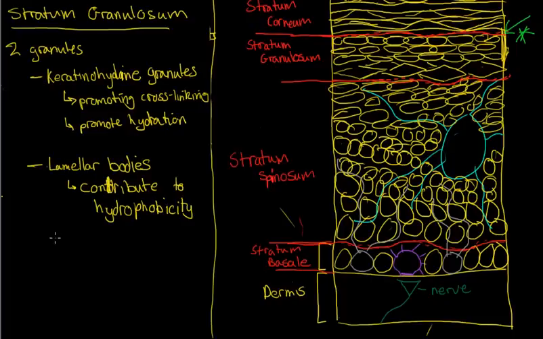Last note here is that cells lose their nuclei and organelles. And you can imagine if they lose their nuclei and organelles, that's when they become dead. So as they move superficial, they're secreting these 2 granules and losing their nuclei and organelles.